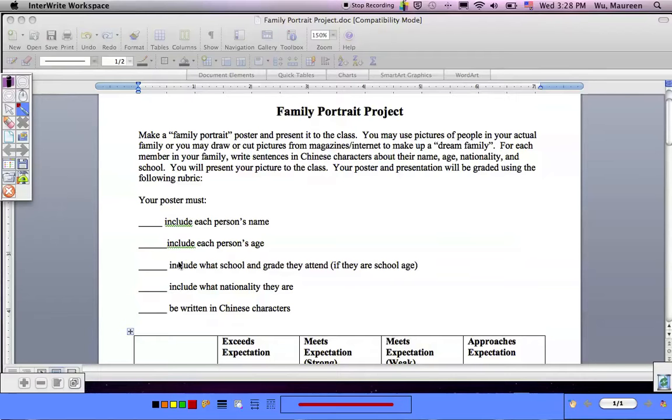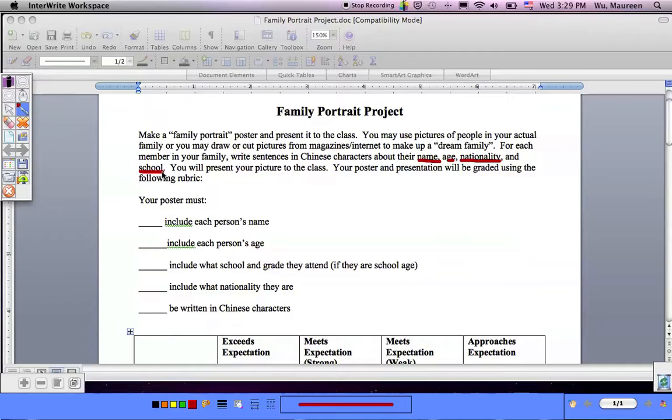So first of all, you're going to be making a family portrait poster and presenting it to the class. You may use pictures of people in your actual family, or you may draw or cut pictures from magazines or the internet to make up a dream family. For each member in your family, write sentences in Chinese characters about their name, age, nationality, and school. And you are going to present your picture to the class.